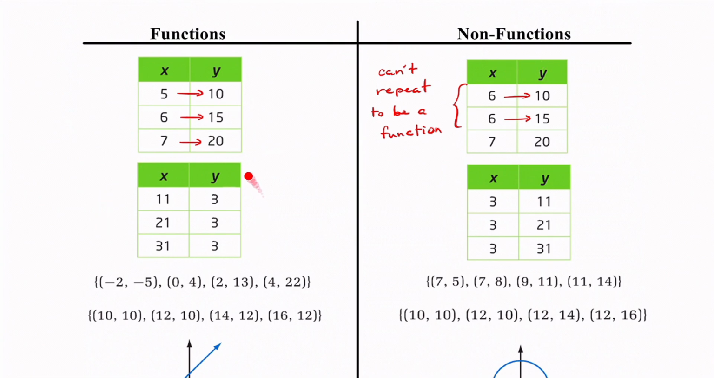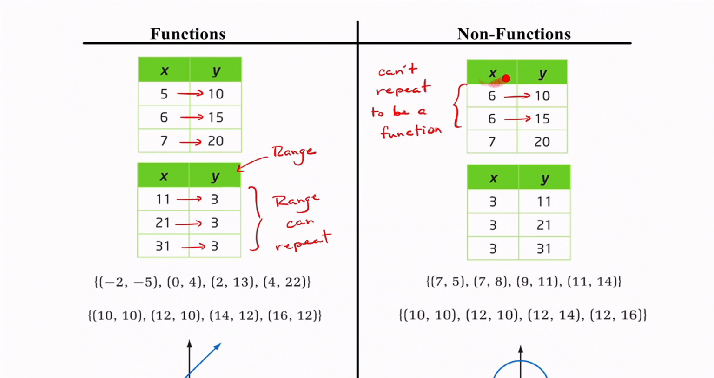So if I look at this one over here now, I can see 11 gives me 3, 21 gives me 3, and 31 gives me 3. Now, I have repetition on this side, but repetition on that side is allowed, because you could say person 11 has $3, person 21 also has $3, and person 31 also has $3. So you can have repetition on the range side. And just to remind you, the y was for the range, and the x was for the domain.